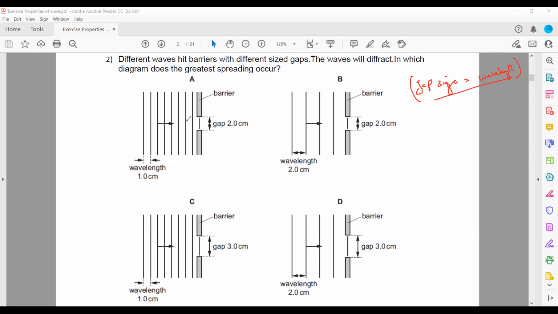So what is the right answer? Maximum diffraction occurs when the wavelength is equal to gap size, or the gap is smaller than the wavelength. When we check A, wavelength is 1 but the gap size is 2. So the wavelength is smaller than the gap size, so it will not have too much diffraction. When we check option B, the wavelength is 2 centimeter and gap size is also 2 centimeter. So it will have the maximum diffraction. As the wave passes through, it will spread out more.